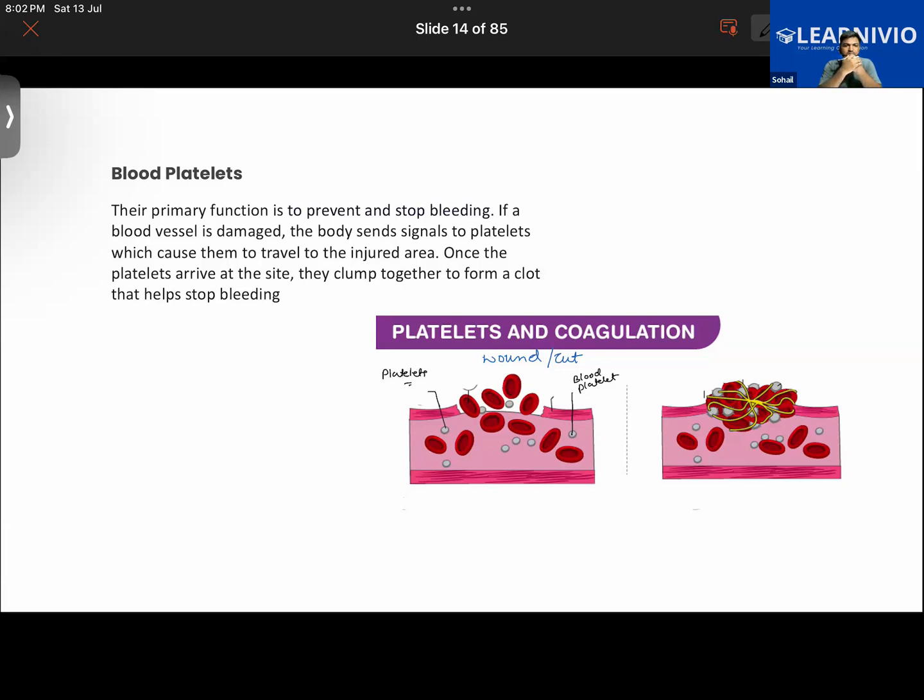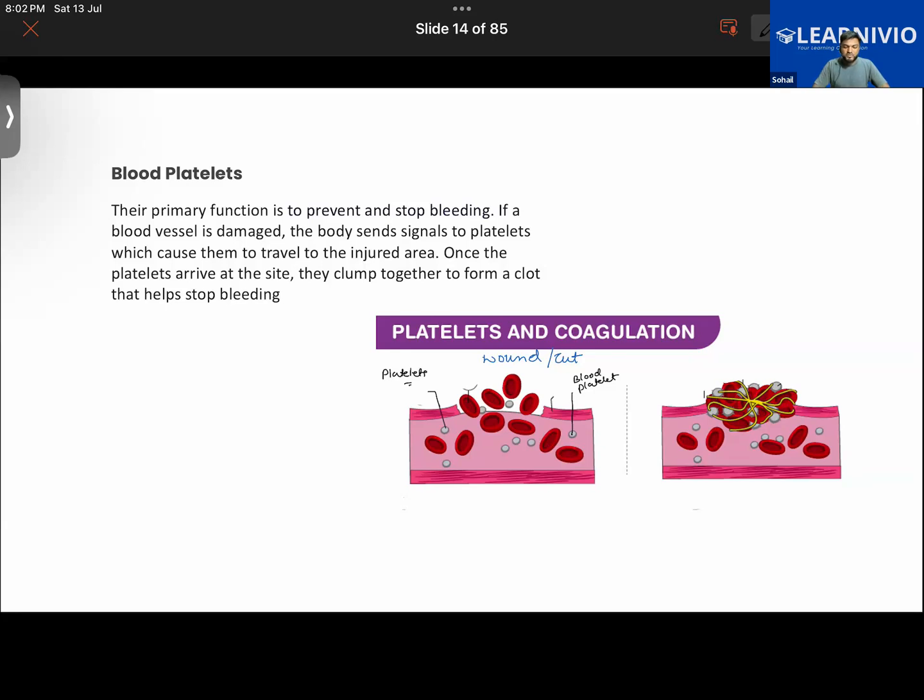Blood platelets. Their main function is to stop bleeding. If a blood vessel is damaged, the body sends signals to platelets, which cause them to travel to the injured area. Once the platelets arrive at the site, they clump together to form a clot. That helps to stop bleeding.